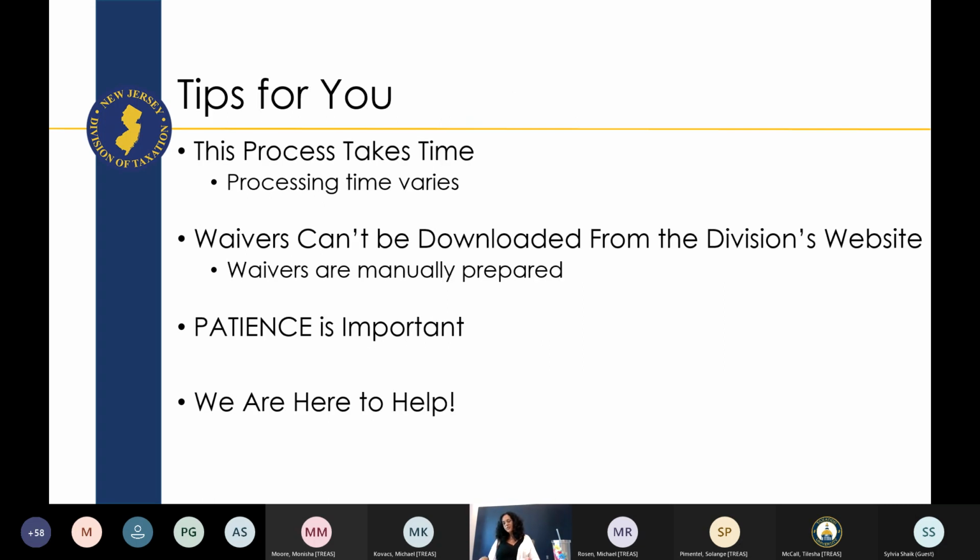Okay. Tips for you just to keep in mind. Please understand it does take time, this process. Processing time will vary. You know, we are coming out of COVID. It took us a long time. We took a big hit like everybody else did with people not coming into work. We weren't allowed to come into work. Then we had some people who were able to work from home, some people who couldn't work from home. We're pretty much up to full speed, but you know, people are still getting sick and everything else. So it does take time.